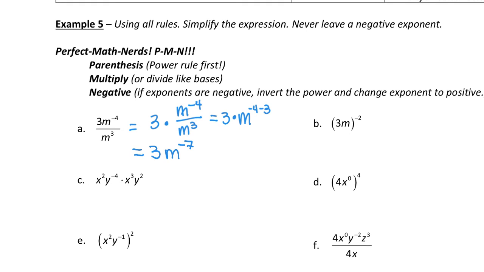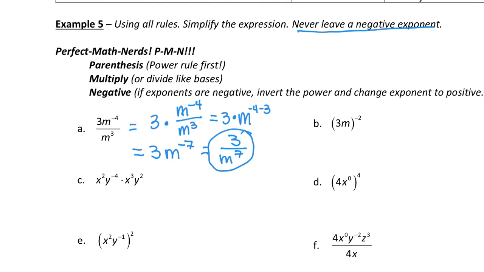We never leave a negative exponent. So negative exponents, we just learned, get moved to the denominator. I'll have 3 over m to the positive 7, and that'll be my final answer. I didn't lie, these will be tricky.